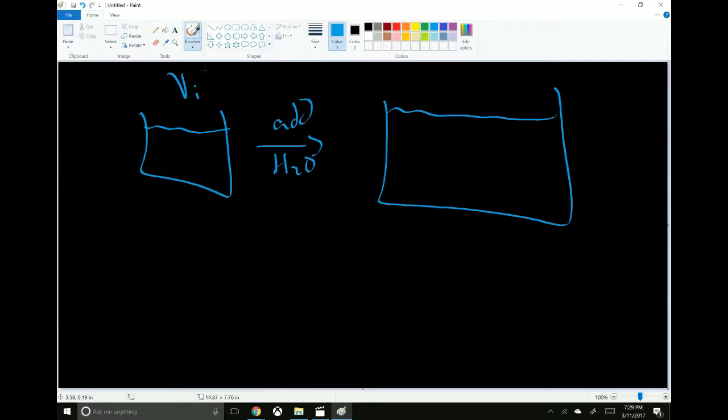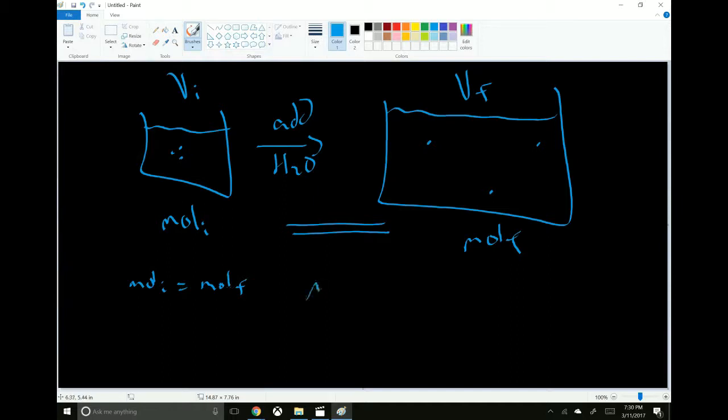Well, you go from a small volume to a big volume. But your moles don't change. They are exactly the same. So if you have this in here, then you have the same amount spread throughout a larger volume. So the number of moles stays the same. So the initial number of moles equals the final number of moles. And what you just saw was that number of moles is equal to concentration times volume.